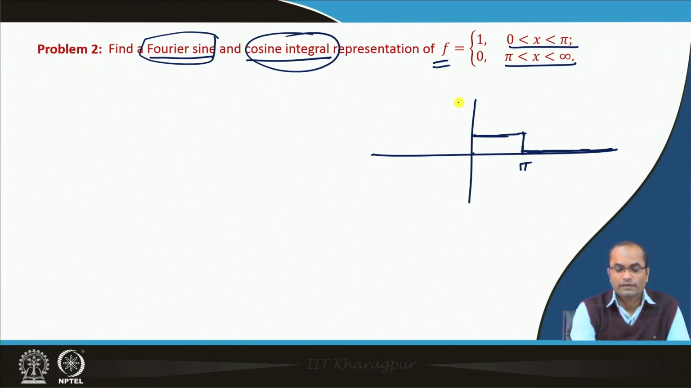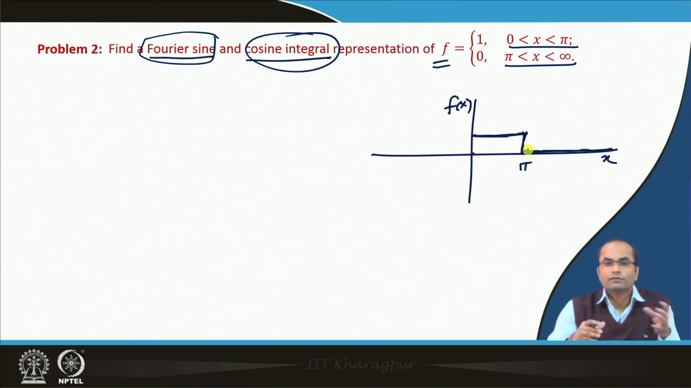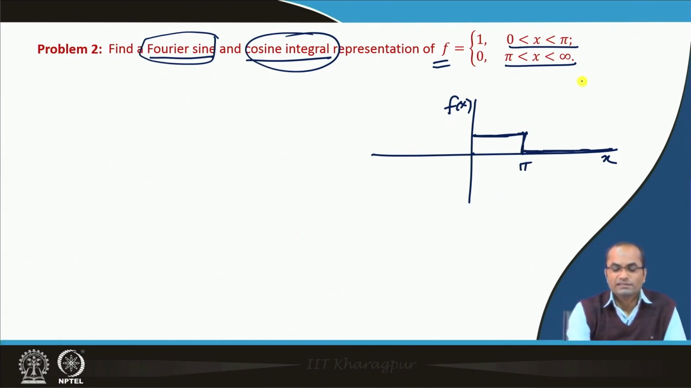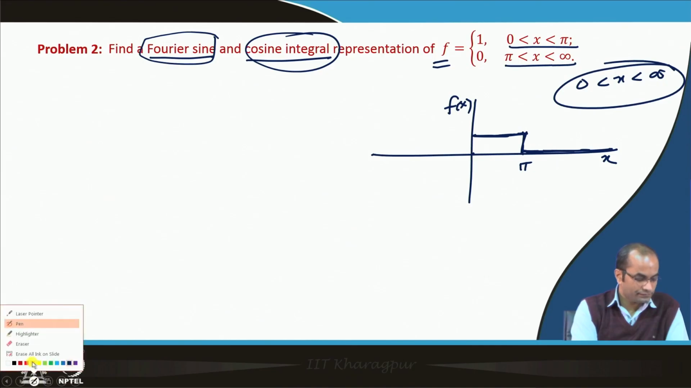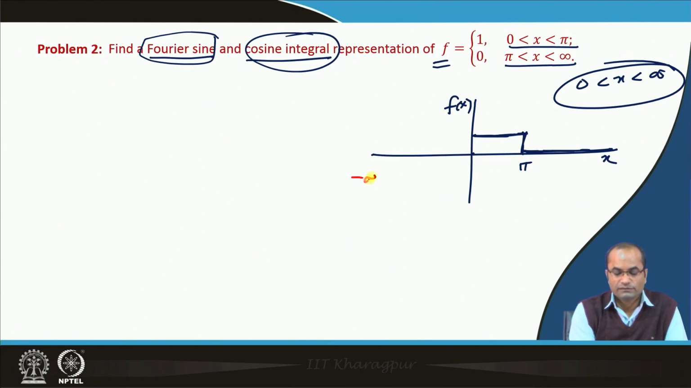So, the function is defined by this curve, and in this case it is different from the earlier one, where the function was defined on the entire real axis, minus infinity to plus infinity. Now the function is defined on 0 to infinity, and we have the possibility of extending this to minus infinity to plus infinity.